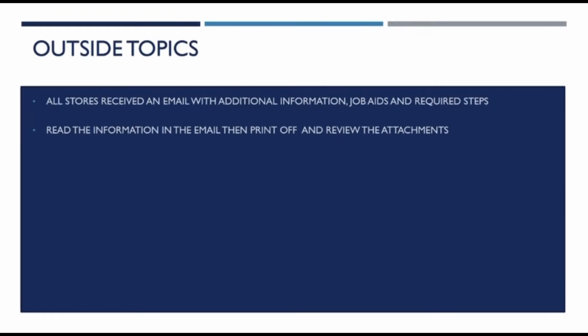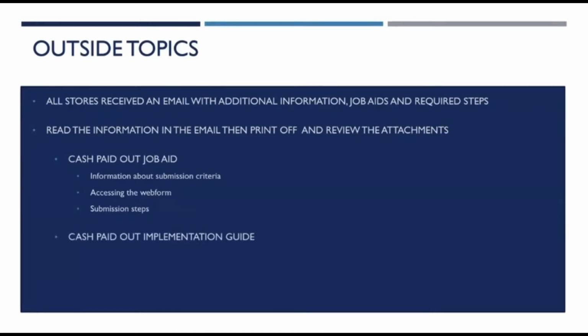The two attachments are a cash paid out job aid, which is going to give you information about submission criteria, how to access the web form, and then submission steps. And then a cash paid out implementation guide, which has changes to the submission process, information about the automated approval process, and then receipt and documentation handling steps.